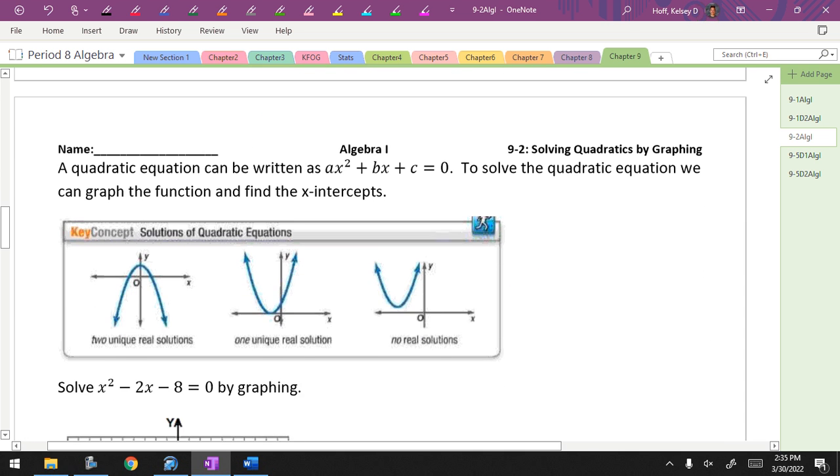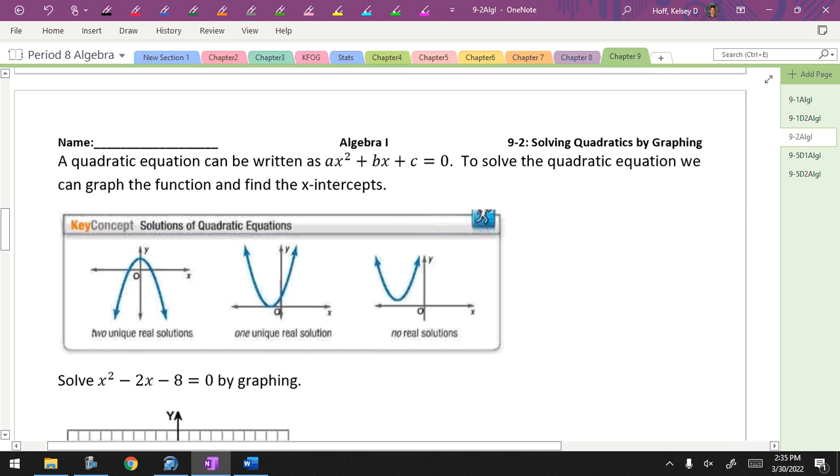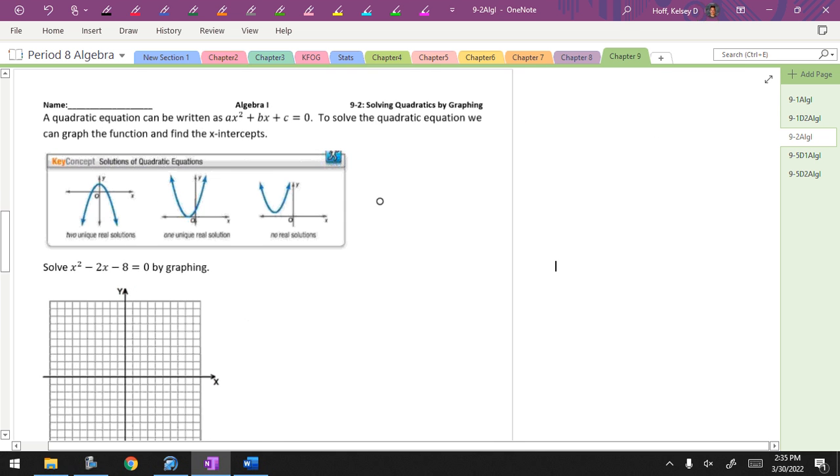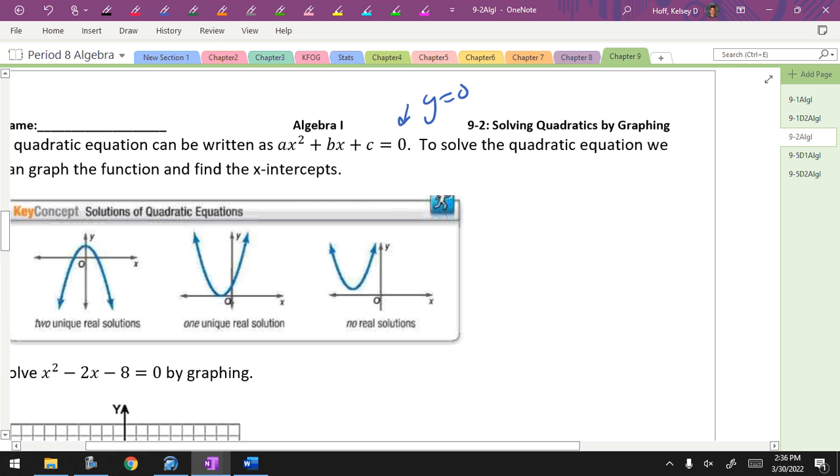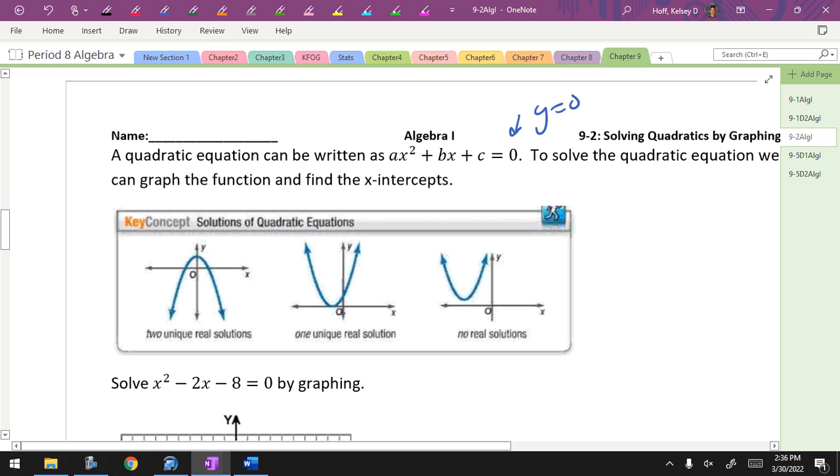Okay? Quadratic can be written as ax squared plus bx plus c equals 0, meaning y equals 0. Where on a graph does y equal 0 always? On the x-axis for all of your x-intercepts. So in other words, we are going to graph quadratic equations and then look for the x-intercepts.